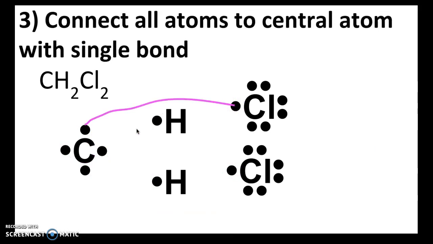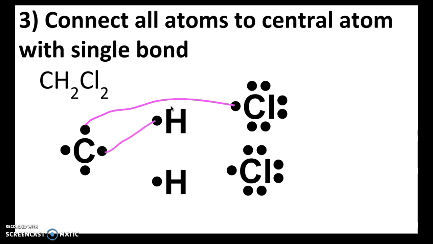Third step is to connect all atoms to the central atom with a single bond. So if we take a look at our Lewis dot structures of the atoms here, we want to connect all of them to carbon since that's our central atom. And what I'm going to do is connect the unpaired electron of each atom to an unpaired electron in carbon. So I can connect the unpaired electron of the chlorine to that top one there.